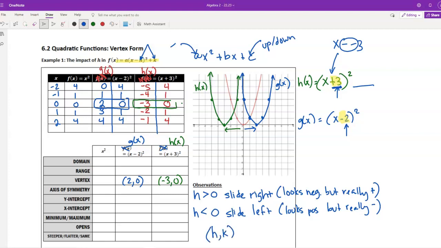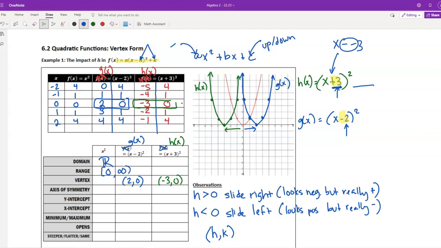The reason that this is called vertex form is because we can quickly recognize the vertex without having to put in points to guess and check this. Now if we take a look at the domain for all of these, all of them are all real numbers. The range is still the same. We didn't go any up or down. So the range for all of these is 0 to infinity.